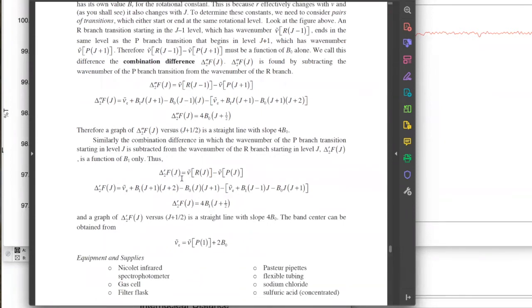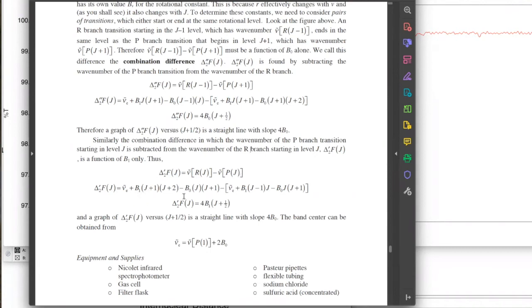Let's take all the transitions that begin in the same value of J. We're going to take the wave number of an R branch transition that begins in the level J. The rotational quantum number is J. We know that V equals 0 to start with for all of these, and we know that it ends in V equals 1. Don't worry about that. So let's just say the R branch transition that begins in state J, and we're going to subtract from that the wave number of the P branch transition that begins in the same J state.